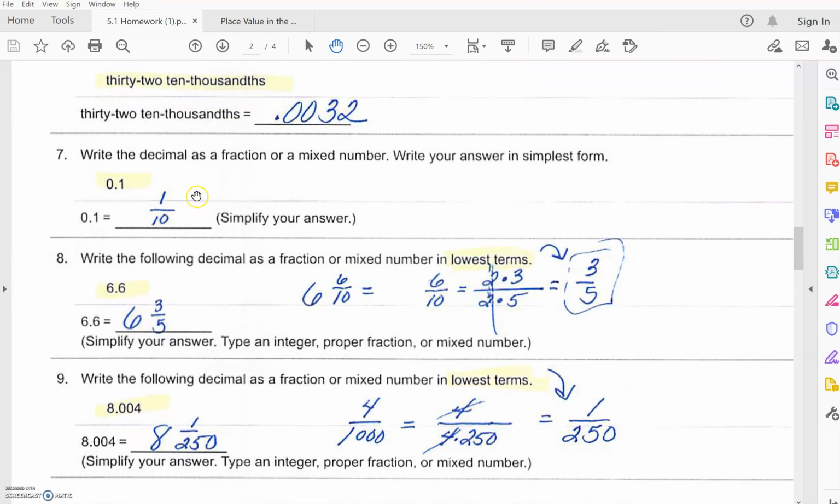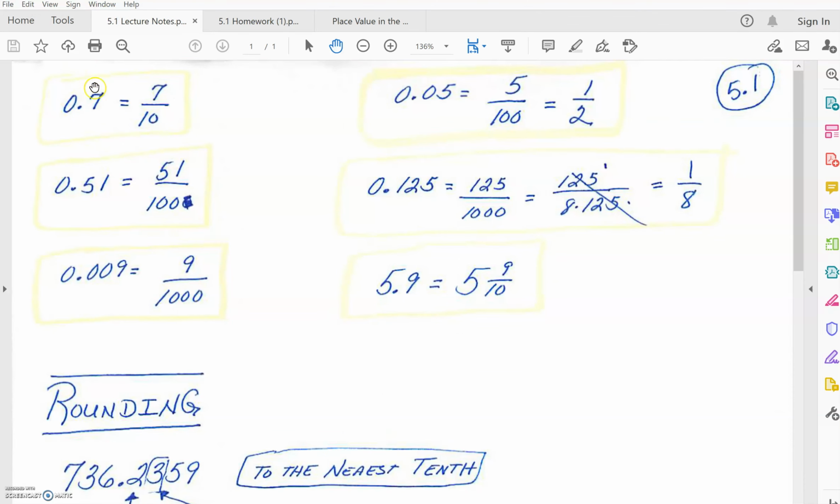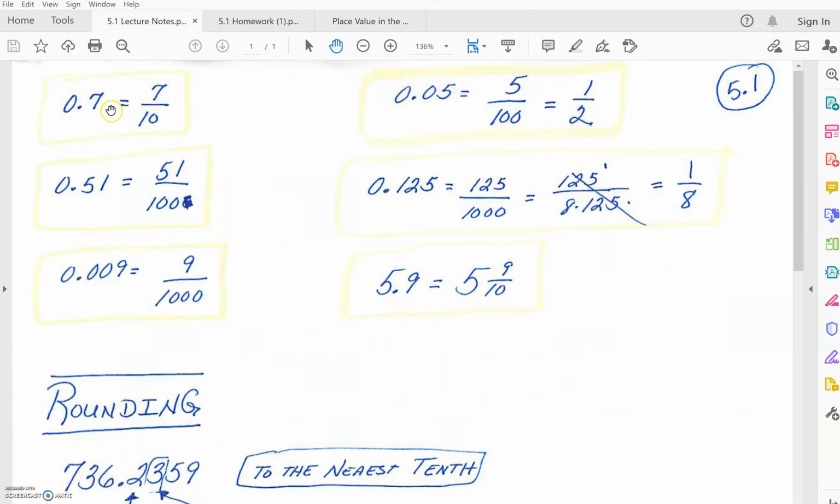Down below, we have write the decimal as a fraction. So if you go to these lecture notes of mine, you can see if it's 0.7, we know 0.7 is 1 digit, it's the tenths place, so that means in the denominator we'll have a 10. So we're going to write whatever number this is, 0.7, that will go into your numerator. Whatever position it's in, it's the tenth, so we write the 10 underneath, and we know that we cannot reduce that down any further, so that's in final form.